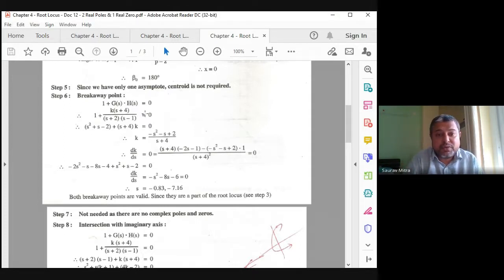As soon as there is a 0, that means S plus 4 is there, so S is equal to minus 4. 1 plus GSHS, if you are doing it, you find that S plus 2 into S minus 1 into K into S plus 4. That means what is the value of K? S square plus S minus 2, negative of that. So this should be whole negative. That is minus S square minus S plus 2 divided by S plus 4. Now this has come into U by V form.